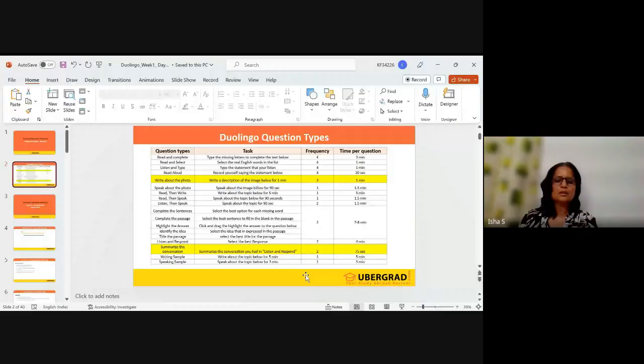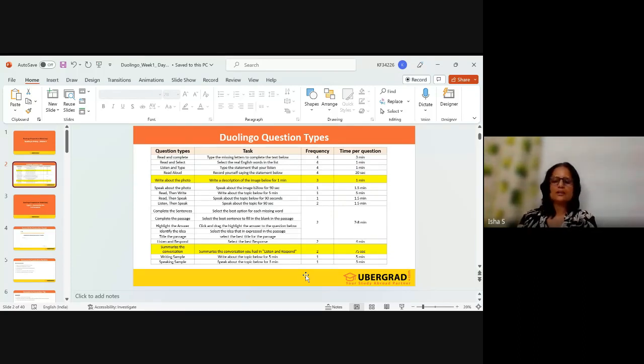In the last class, we spoke about the various activities. Today, we are going to talk about "write about the photo." I'm just telling you what topics we are going to cover here. In detail, I will give you an idea of how it works and how we need to do that. Today we are going to talk about writing a description of the image.